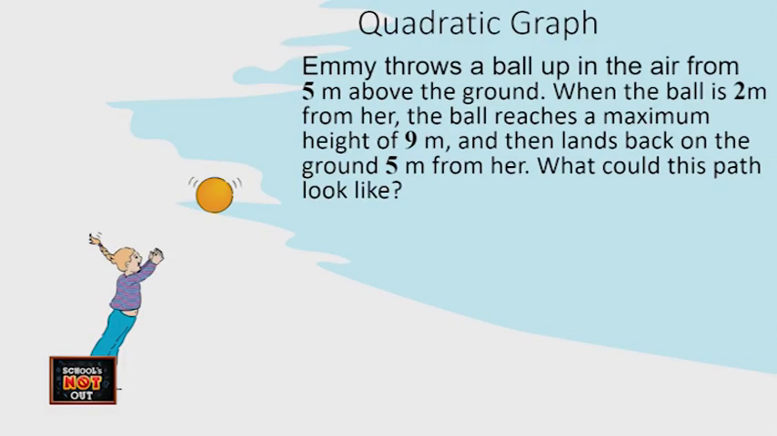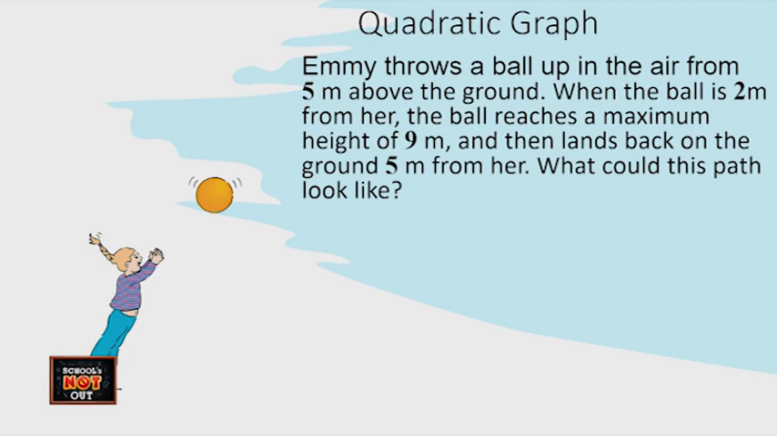Let's start off with a scenario. So Emmy throws a ball up in the air from 5 meters above ground. When the ball is 2 meters from her, the ball reaches a maximum height of 9 meters and then lands back on the ground 5 meters from her. Now, what could this path possibly look like?